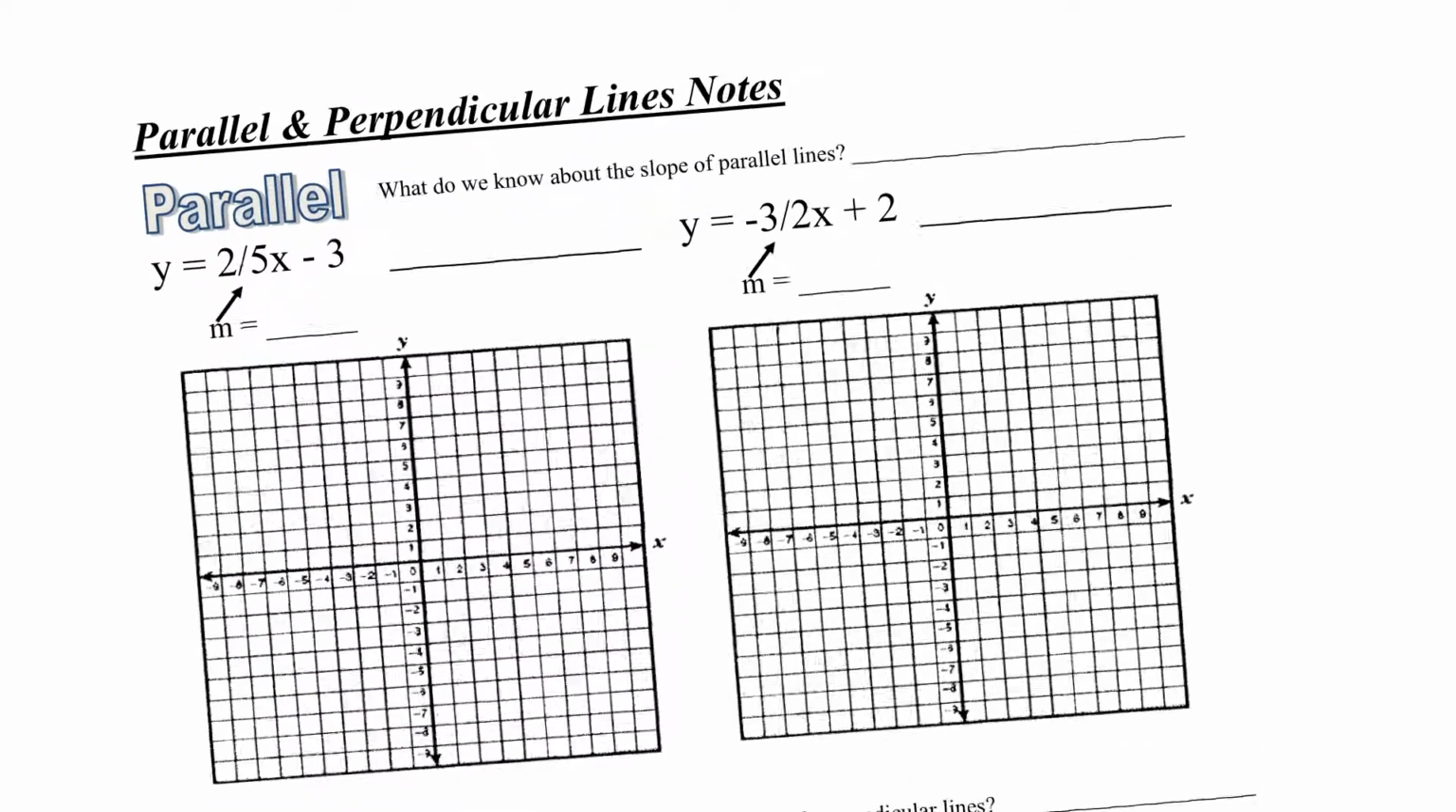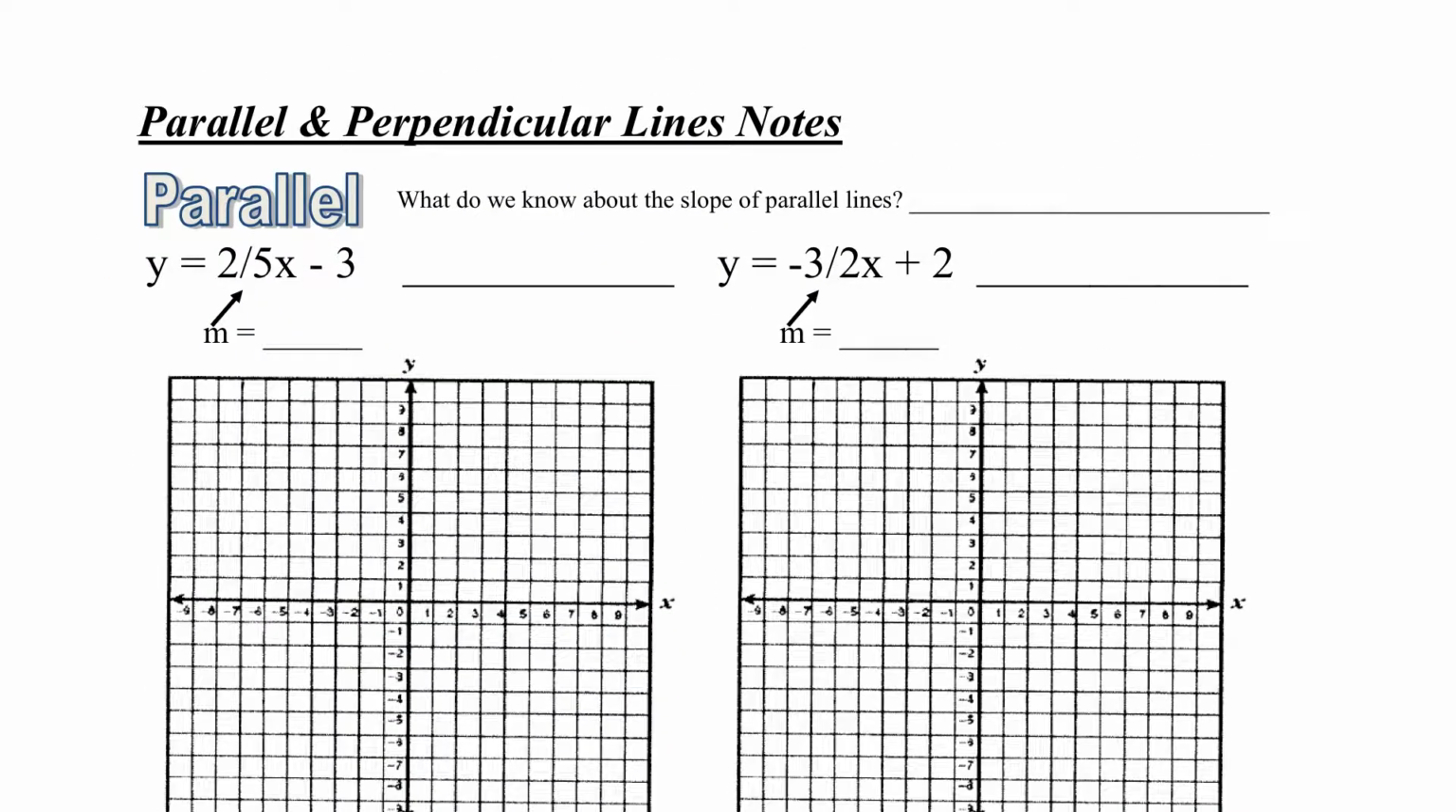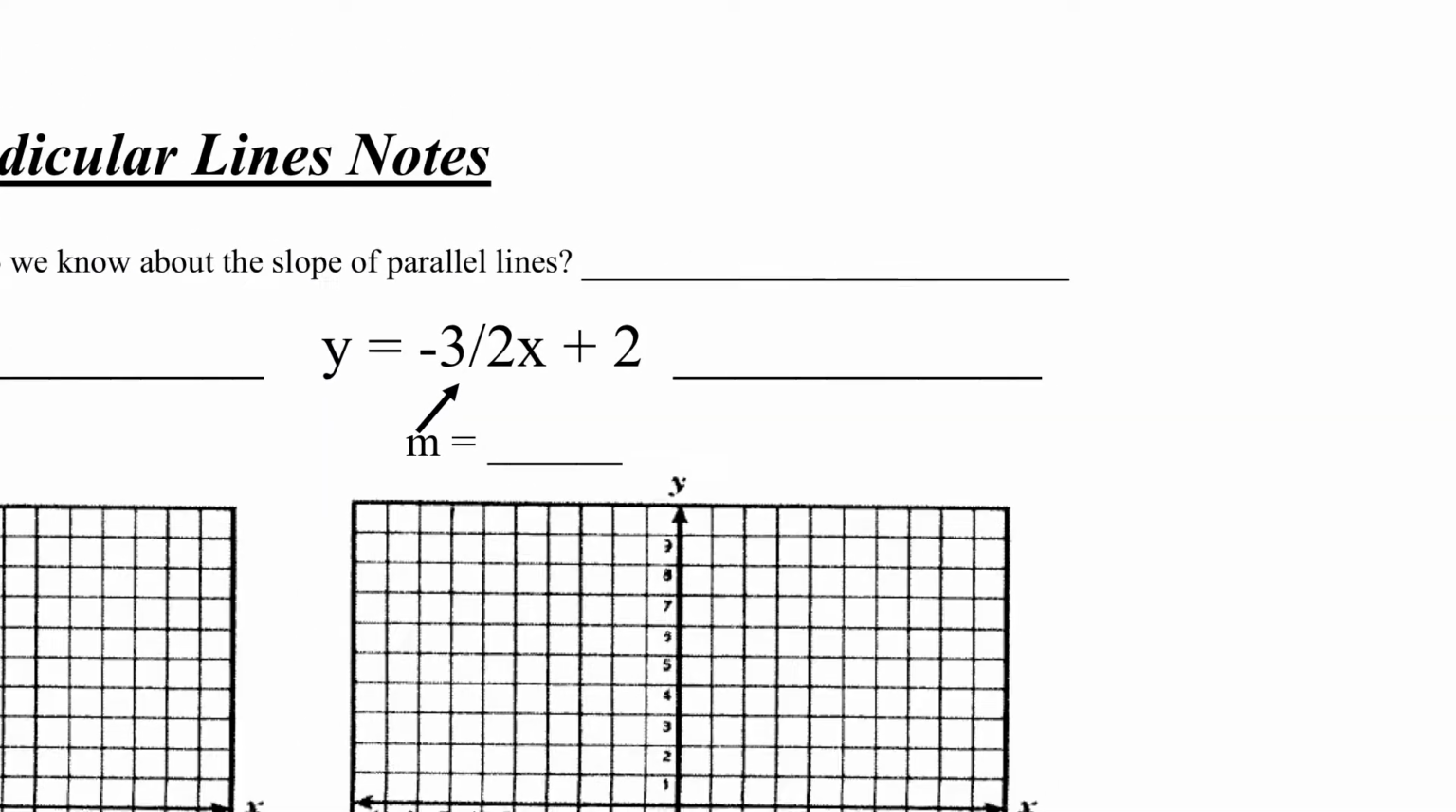Okay, so what do we know about parallel lines? What do we know about the slope of parallel lines? The same. They have the same slope. If two lines are parallel, they have the same slope.